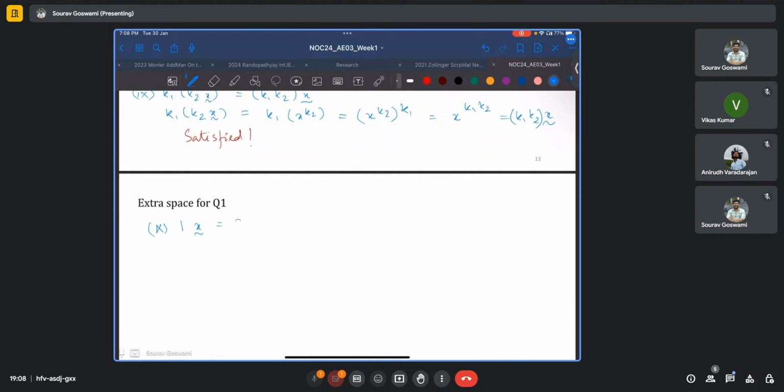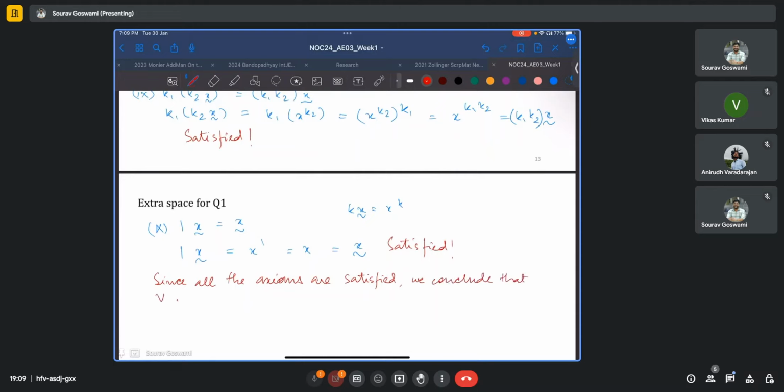1 times x vector should equal x vector, 1 being the scalar here. So we have defined kx as x power k. So 1 times x shall equal x power 1, which equals x, which again is equivalent to the vector of this vector space element. Thus, we see that all the axioms are satisfied. Thus, since all the axioms are satisfied, we conclude that V is indeed a vector space.